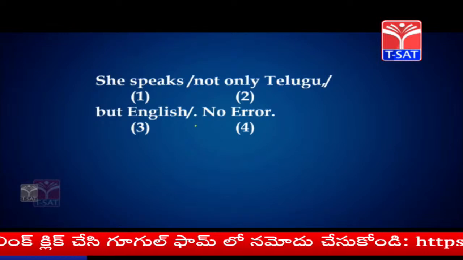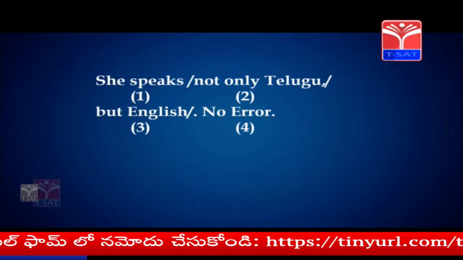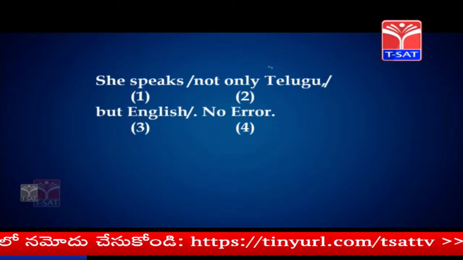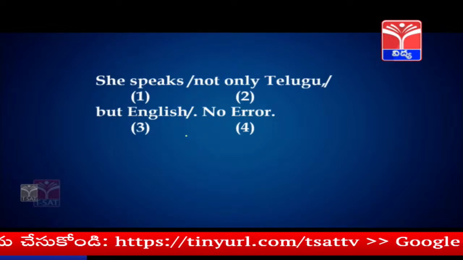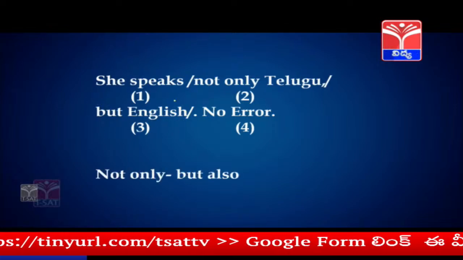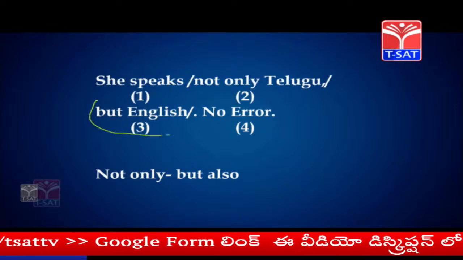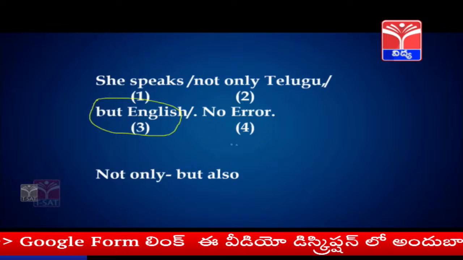And she speaks not only Telugu but English. Again we know the structure, not only takes but also, not but. So, here part number 3 has the problem. She speaks not only Telugu but also English. So, part number 3 has the problem.